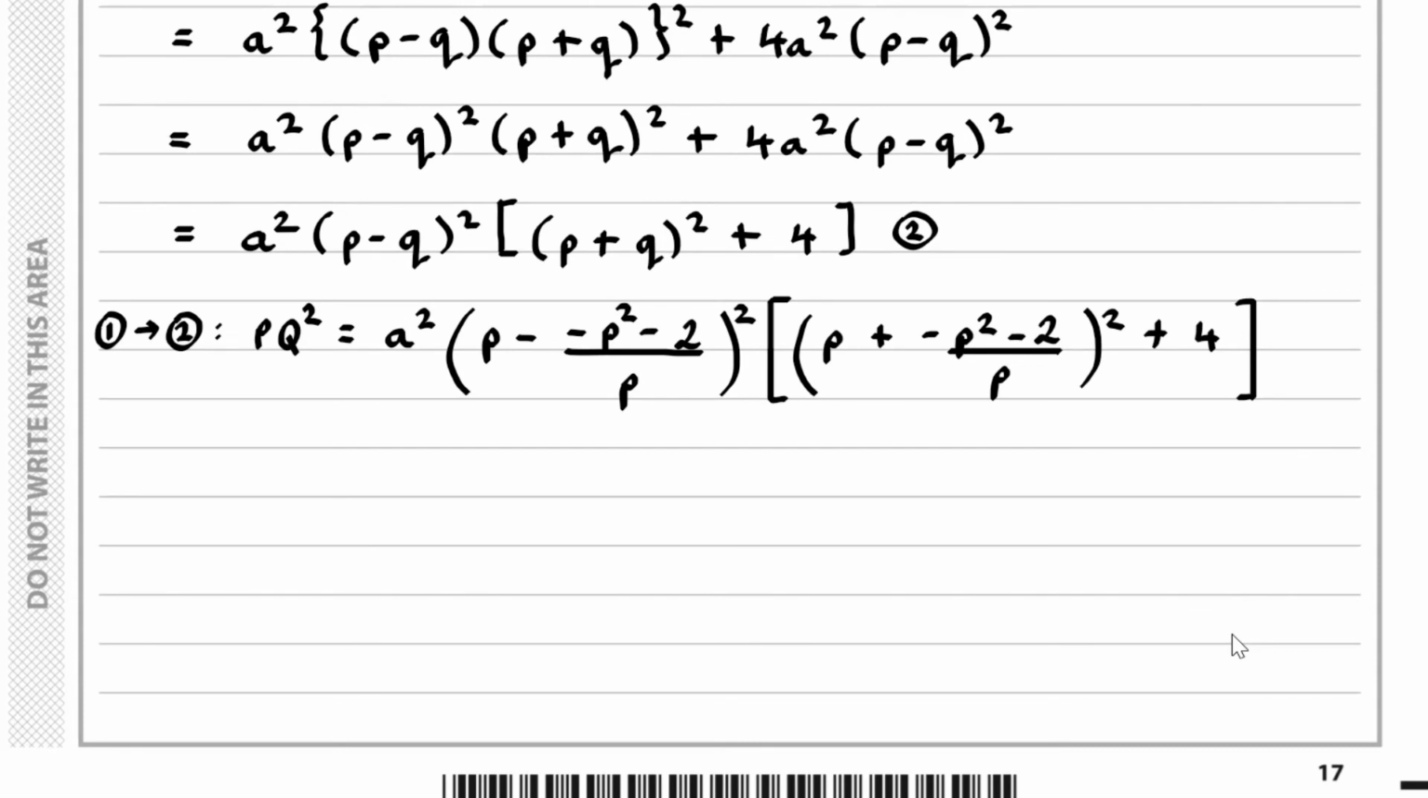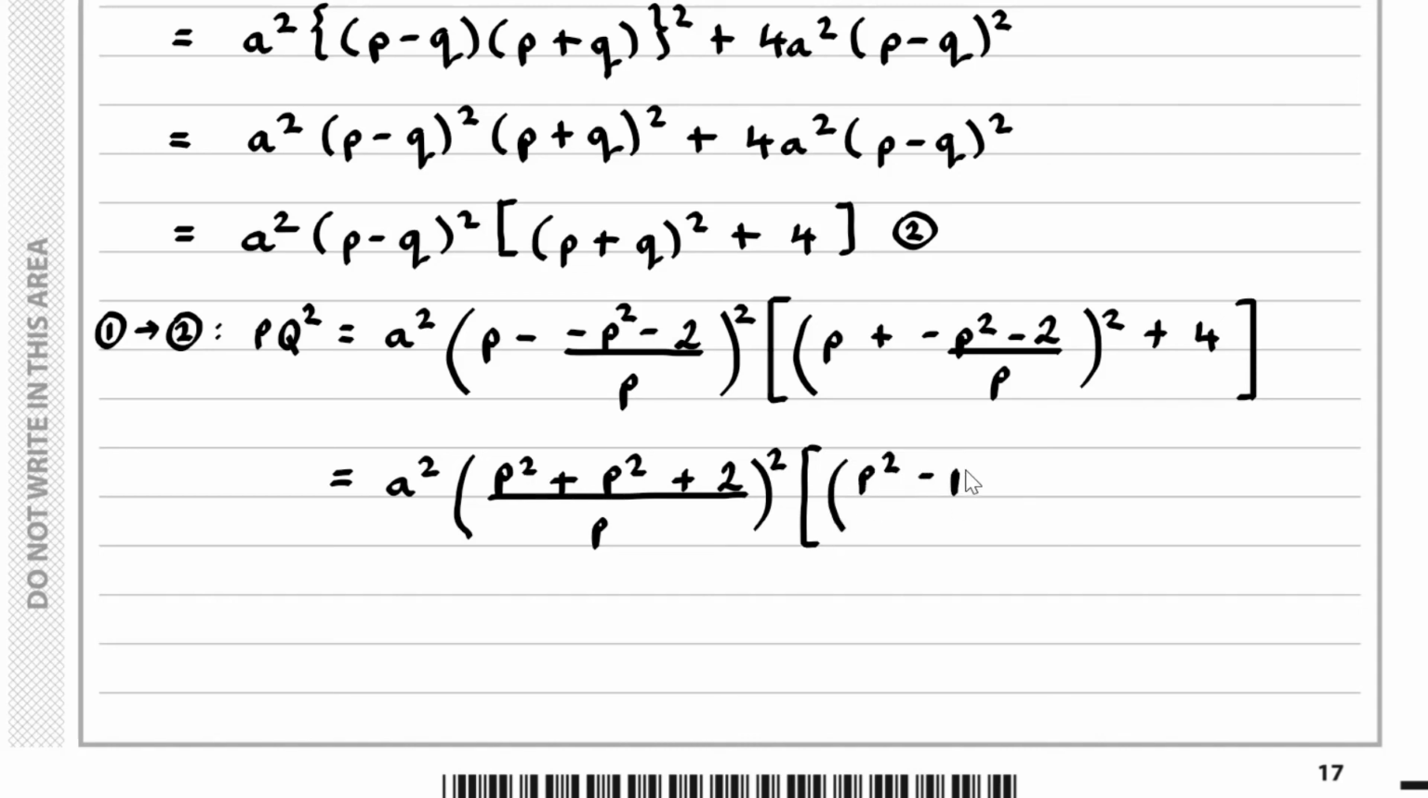So if we tidy all of this up, the a squared is still factored outside, and then if we rewrite this bracket such that we've got a denominator of p, and recognizing that the minus and the minus would give a plus, we end up with p squared plus p squared plus 2, divided by p, all squared, and then inside this bracket we have p squared minus p squared minus 2 over p, squared plus 4.